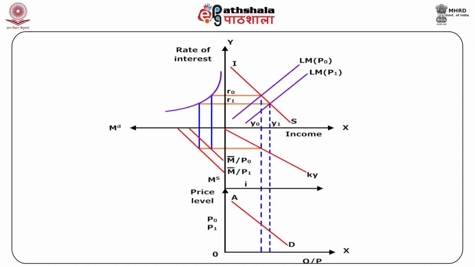So, corresponding to the decline in the price level in the economy, the aggregate demand has expanded from Y0 to Y1. Hence, at price level P0, the aggregate demand is Y0, at price level P1, which is a lower price level, the aggregate demand is Y1. So, this shows us that the aggregate demand function is downward sloping.